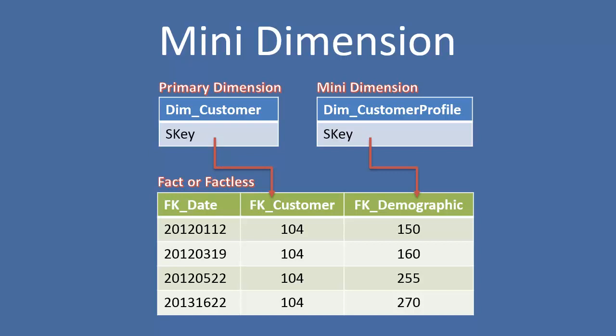But there's times when you're going to want to query that primary dimension separately from the fact dimension. You may want to get counts of customers that have certain profiles, for example. In that case, you're going to need to have a direct relationship between the primary and the mini, as opposed to going through the transactional fact, for example. So you'll need to create a factless in that scenario that just maps out the relationship between those two dimensions.